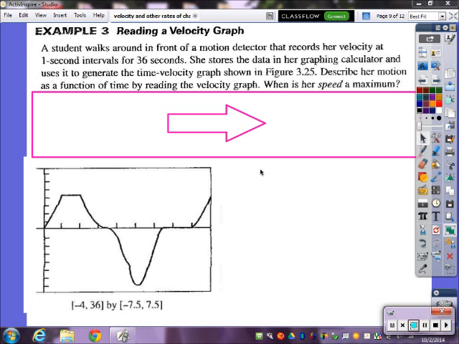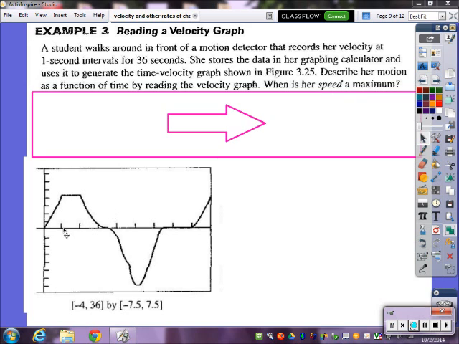In this scenario, a student walks in front of a motion detector that records her velocity at 1 second intervals for 36 seconds. She stores the data in her graphing calculator and uses it to generate the time velocity graph shown in figure 3.25. It's this figure here. Describe her motion as a function of time by reading the velocity graph. When is her speed a maximum?